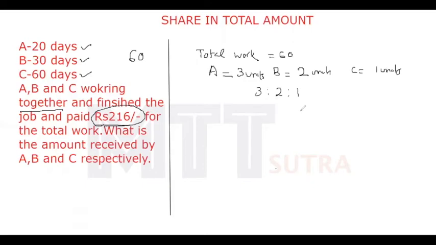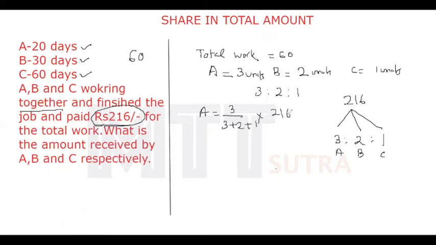So my total amount is 216. I can write here 216. 216 should be divided in the ratio 3:2:1. This is the part of A, this is the part of B, this is the part of C. So what is the amount of money that A will receive? Using the properties of ratio and proportion, I can say 3 by 3 plus 2 plus 1 into the total amount, that is 216. So this comes to 3 by 6, so half, that is 108 rupees.